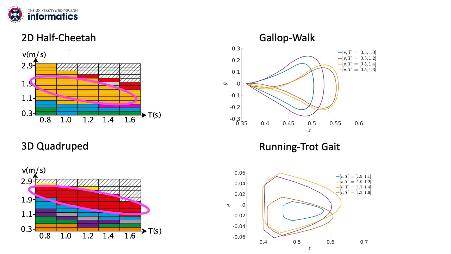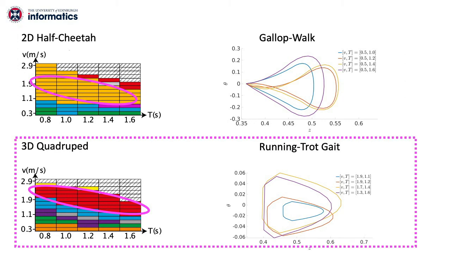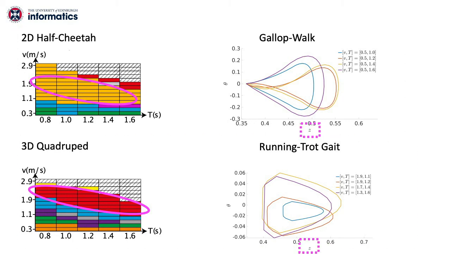Additionally, we find the state trajectories within each gait region are qualitatively similar. To better illustrate this point, we plot two examples: the state space trajectories for the gallop-walk gait of the 2D half-cheetah model, and the trajectories for the running trot gait of the 3D quadruped. The horizontal axis represents the height of the center of mass, z, the vertical axis refers to the pitch angle of the body, theta. In each of these two regions, the state trajectories share a similar shape but have different sizes. It seems that each gait region has its own basin of attraction.